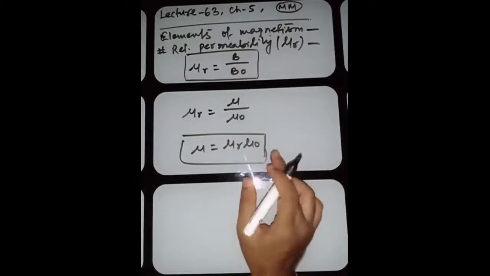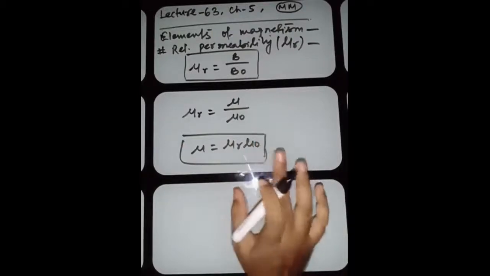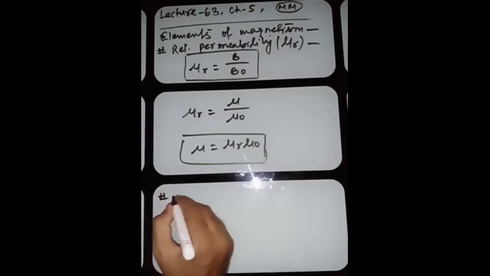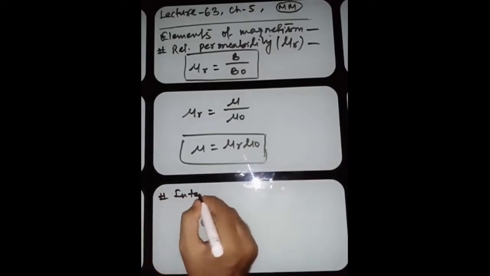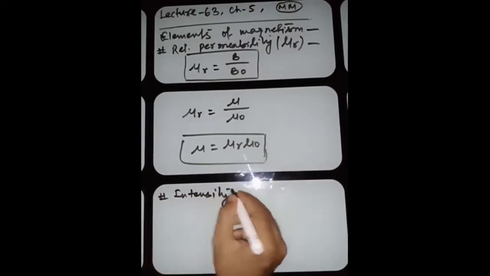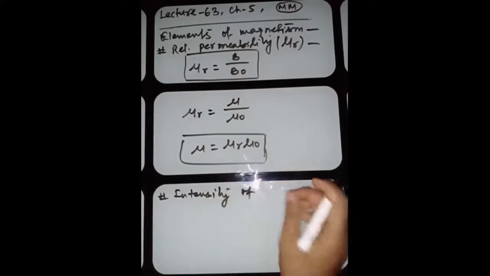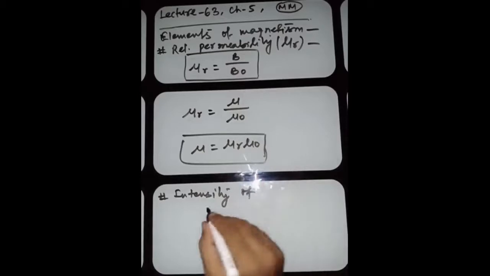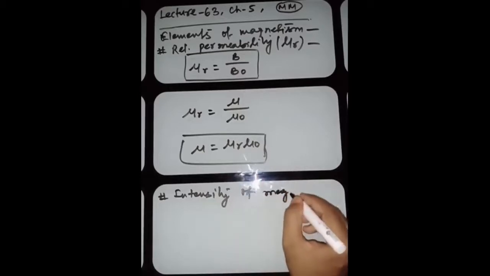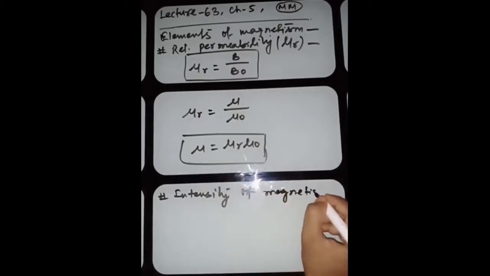Now, intensity of magnetization, or simply magnetization. The next topic is the intensity of magnetization. Okay, my dear students, we will represent it by I, and this is a vector quantity.